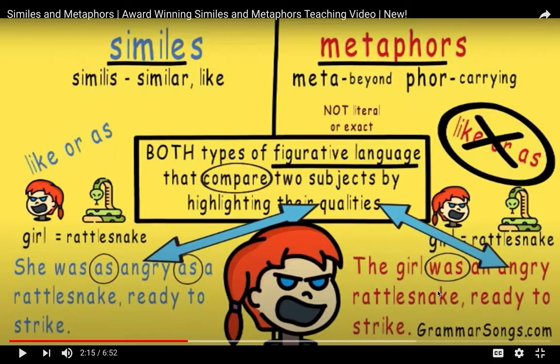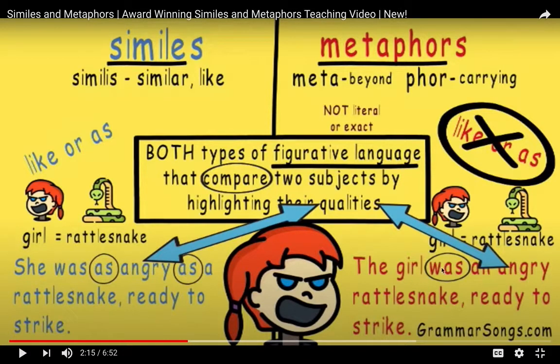Well, it's just the way that it comes across. It's a little bit more direct than a simile. A simile will be something like, she was like a this, or as angry as a that. But a metaphor is saying she was this. She is an angry rattlesnake ready to strike. So it's a little bit more aggressive in the sentence. It shows more of a direct connection to the object that's being compared.